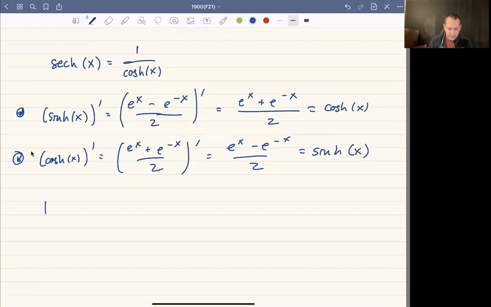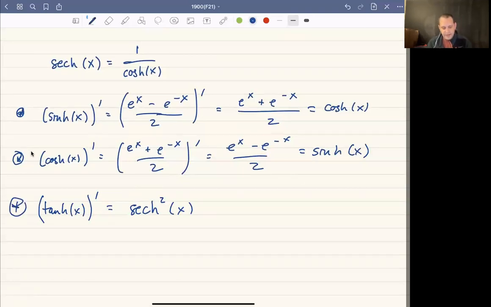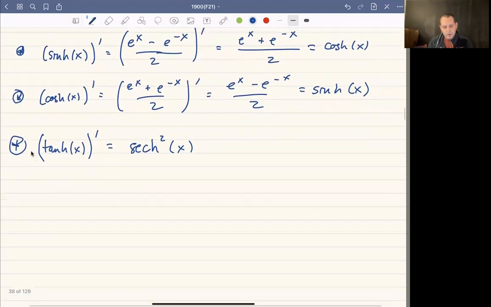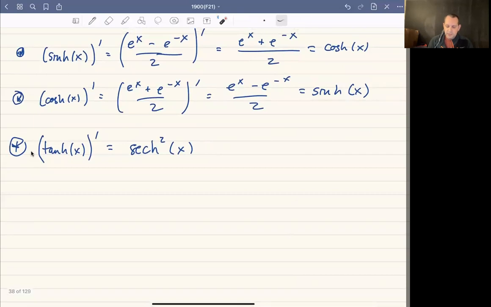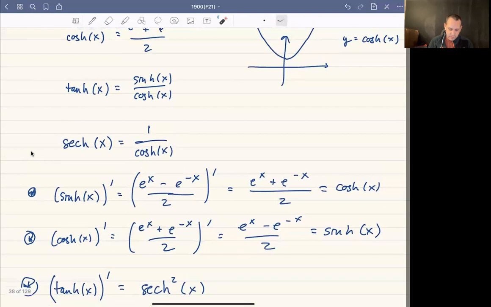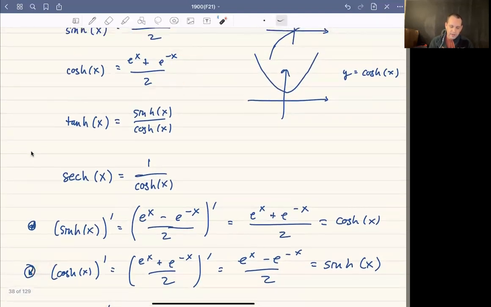We also get things like, if you differentiate hyperbolic tangent, you end up with hyperbolic secant squared. I'll let you fill out the details there, but that turns out to be the case. And then you get similar identities for the other hyperbolic trig functions. These are useful and come up all the time. Hyperbolic cosine comes up, like I said, when we're talking about the St. Louis arch.